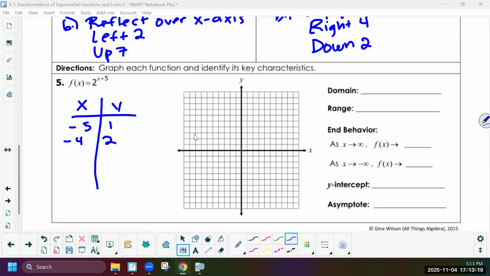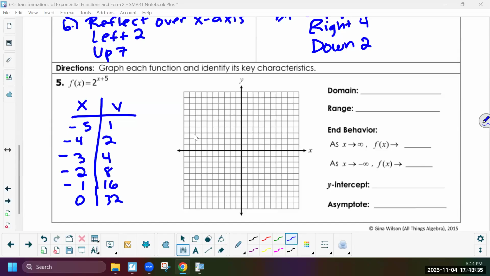-4, 2. -3, 4. -2, 8. -1, 16. And then I'm going to write this one down. We're probably not going to be able to graph it, 0, 32, but let's go ahead and try. Okay, so our idea for this one is we may not fit all of the things on here, but we're going to try to get as many of them as we can.